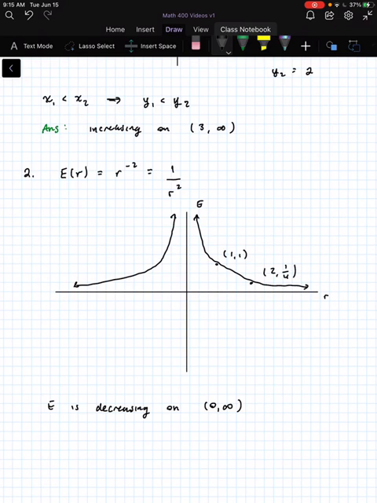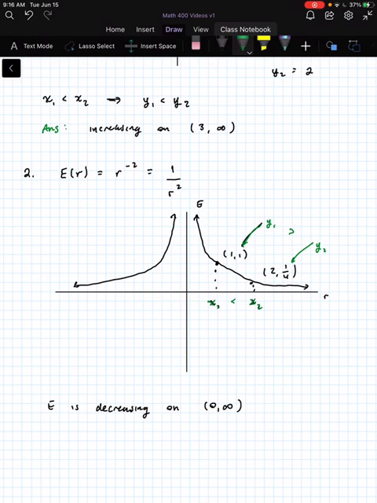How do we know this? So as we move from left to right, so here's x1, here's x2, the y values drop. So the corresponding y value here, let me use more color. So this is y1, this is y2. Now 1 is greater than 1/4, so that's why this is flipped. Does that make sense?